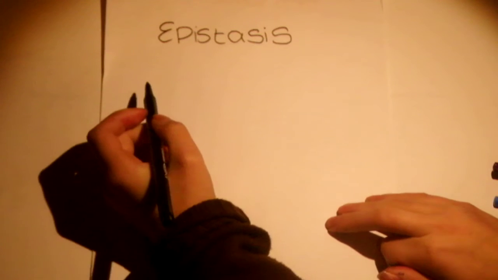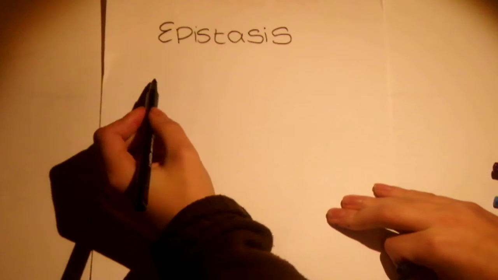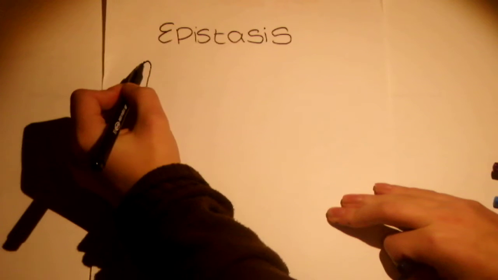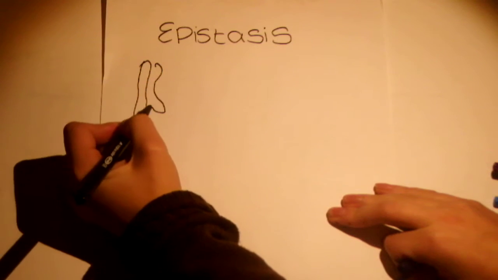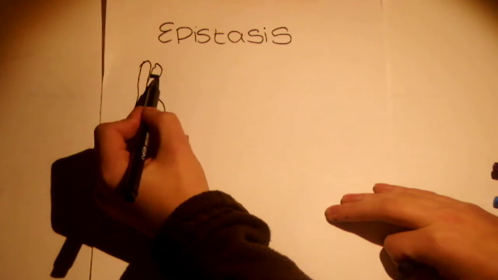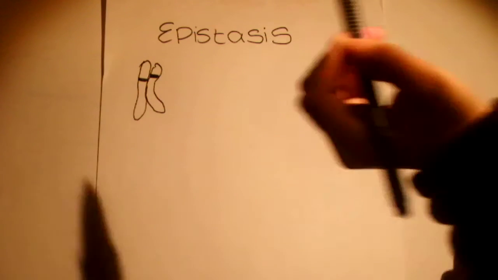Okay, so epistasis. So what is epistasis? Epistasis is the interaction of genes at different loci. If you remember the different loci on the genes, so there's the chromosome, well that's a very bad drawing, that's the chromosomes, and that's the interactions of genes at different loci, so that's the location on the chromatids.